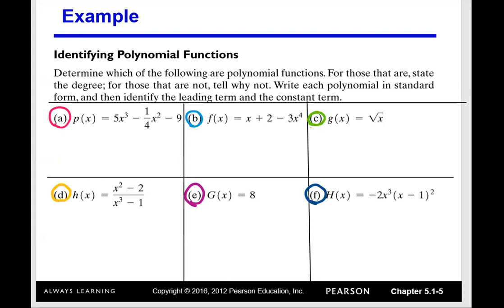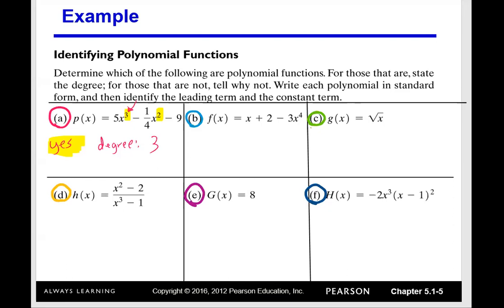Yes, it is, because all of my exponents are positive whole numbers. So the answer to the first question, is it a polynomial? Yes. And then it says, for those that are, state the degree. The degree would be 3. 3 is the highest exponent. It's this one right there.